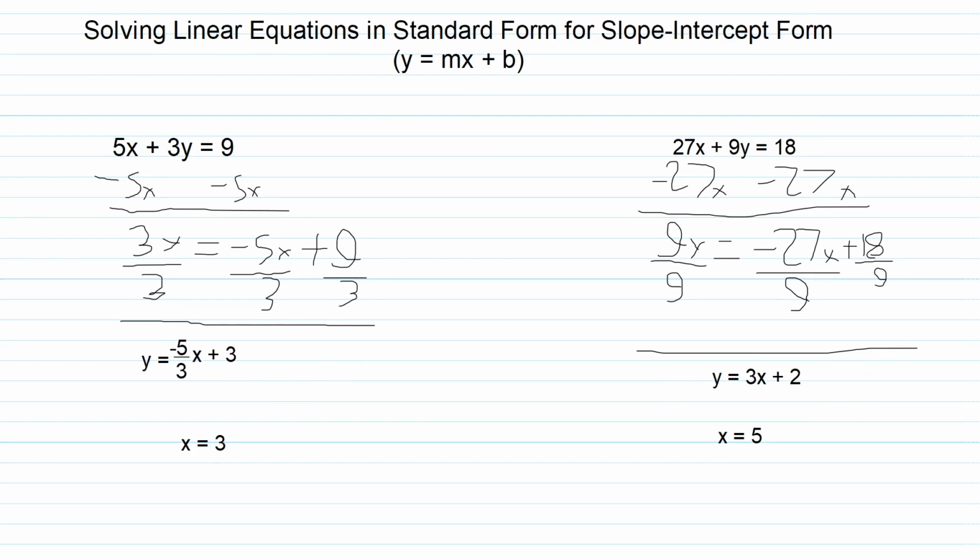Now we can check our work with substitution. Let's assume on this side x is 3 and on this side x is 5. Let's start with the left side. Wherever you see an x, replace that value with 3. So in our case, it will be y is equal to negative 5/3 multiplied by 3, and then add 3. To simplify this more, it's also just y is equal to negative 5 plus 3, or y is equal to negative 2.